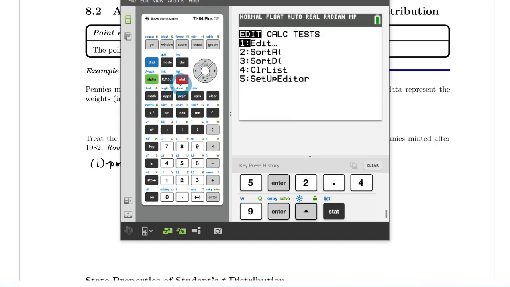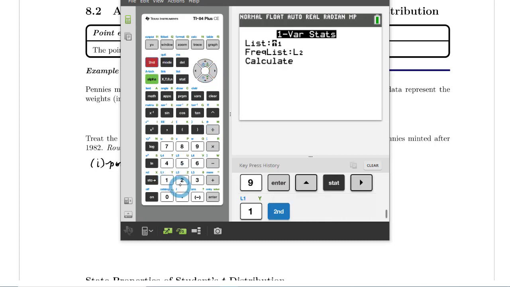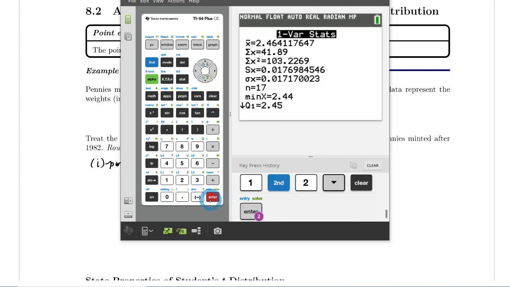So now, in order to get the sample mean, just go to stat and then go to calc and 1-var stats. But mine is list 2, so I'm sure yours is appropriately list 1. Let me clear that out and then hit calculate. And so it says to round to 3 decimal places, so we'll round to 2.464.